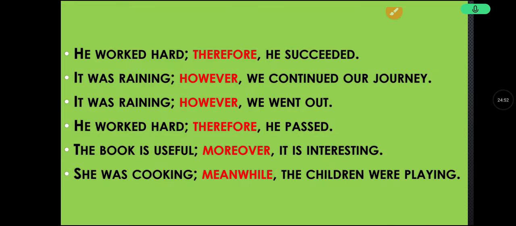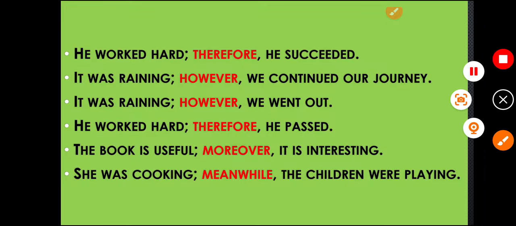I want to read two examples here and their meaning also. He worked hard, therefore he succeeded. Next example: it was raining, however we continued our journey. It was raining, even after that, however, we didn't stop our working. We continued our journey. Even after that, we didn't stop our journey. So this is the meaning. This is how we use conjunctive adverbs in sentences. I hope all my dear students have understood.